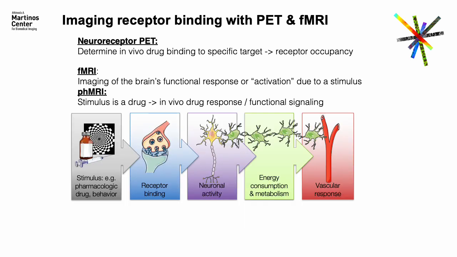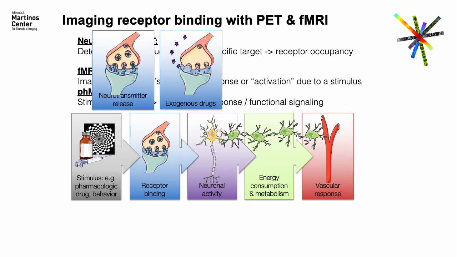The simultaneous acquisition of PET and fMRI allows us to connect neurovascular responses to receptor occupancy. And that's key in the following studies that I will show you, where we combine receptor-specific PET images with fMRI in order to understand this chain of response.